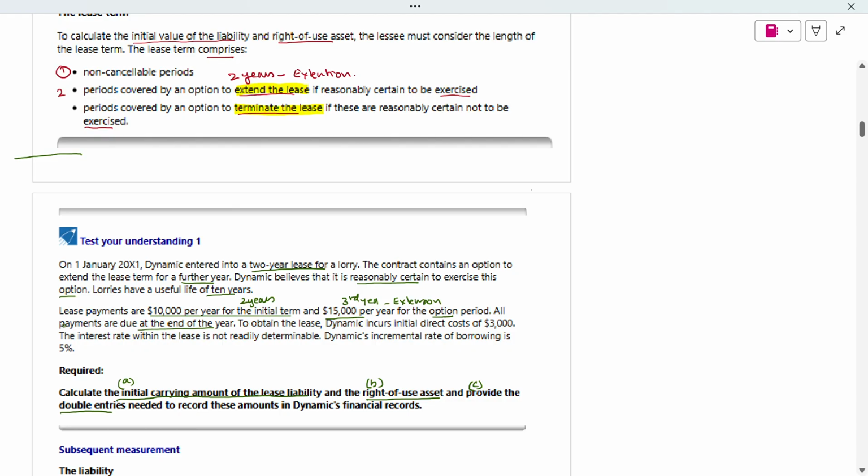Okay, if it is at the end of the year, it is in arrears. Arrears means at the end of the year. Dynamic incurs initial costs of 3,000. The rate of interest is not readily determined. The incremental rate of borrowing is how much? The incremental rate of borrowing is 5%. Read once again. This is paragraph 1, this is paragraph 2.